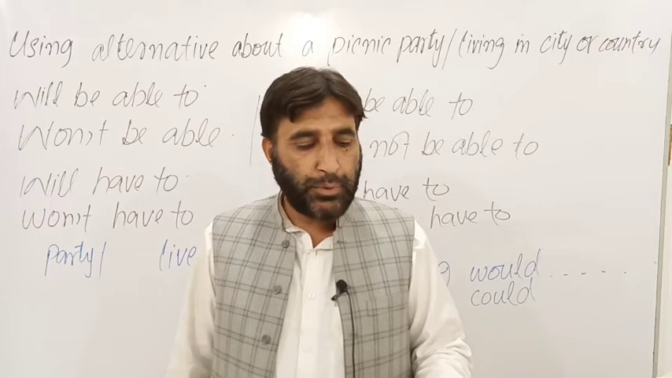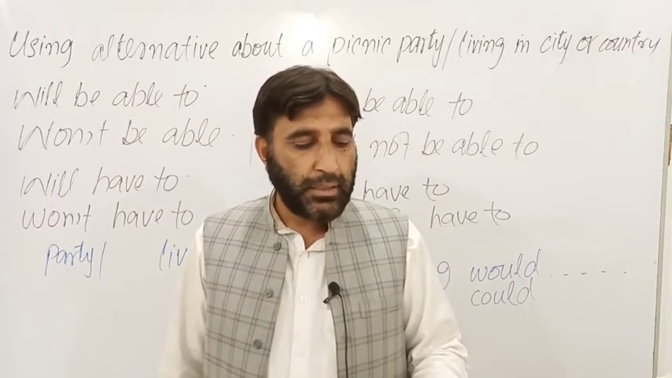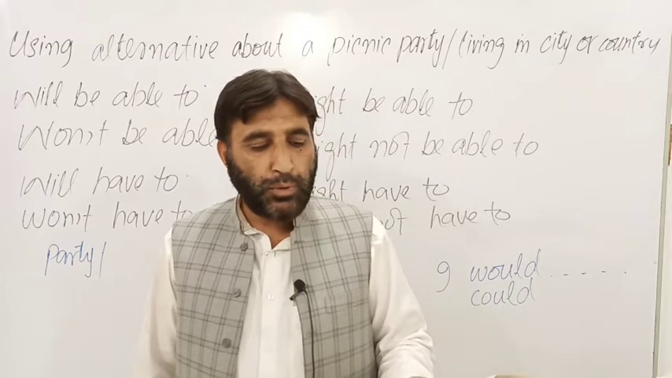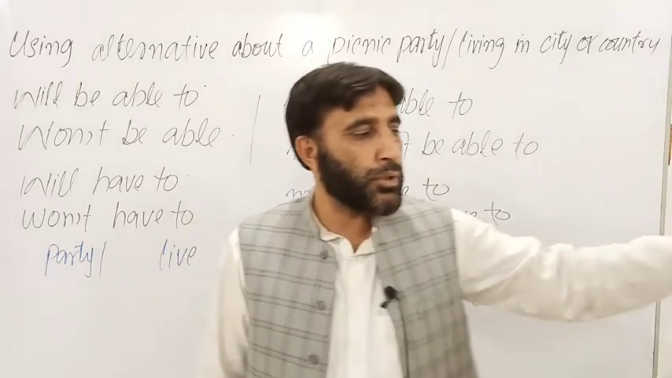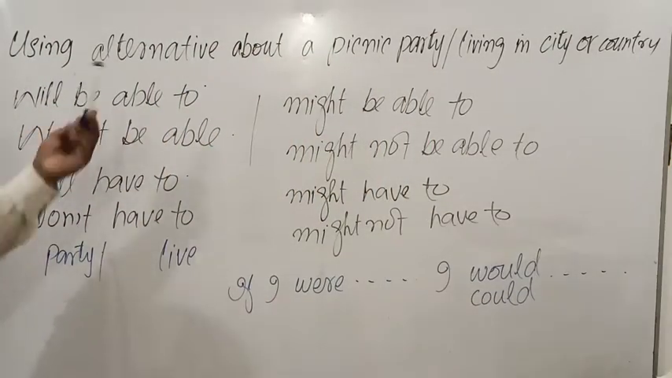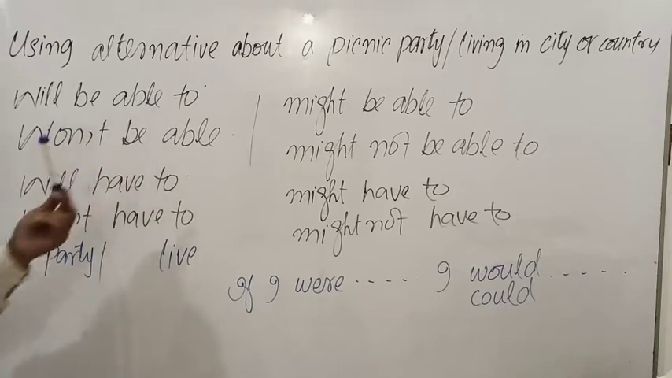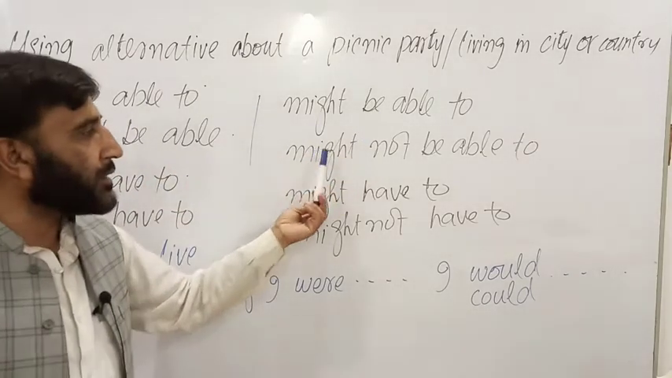will, might have to, won't, might not have to, will, might be able to, won't, might not be able to. This structure you should use. Here I have used that using alternative, and you should use will be able to or won't be able to. Similarly, might be able to, might not be able to.